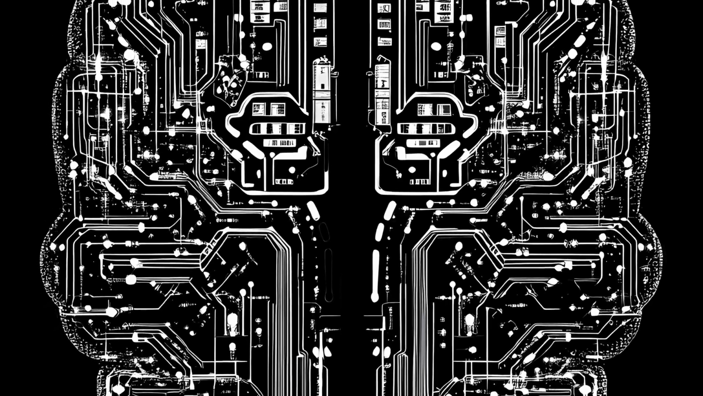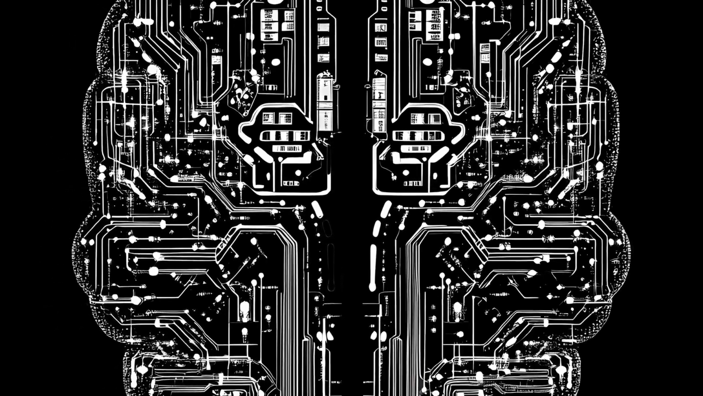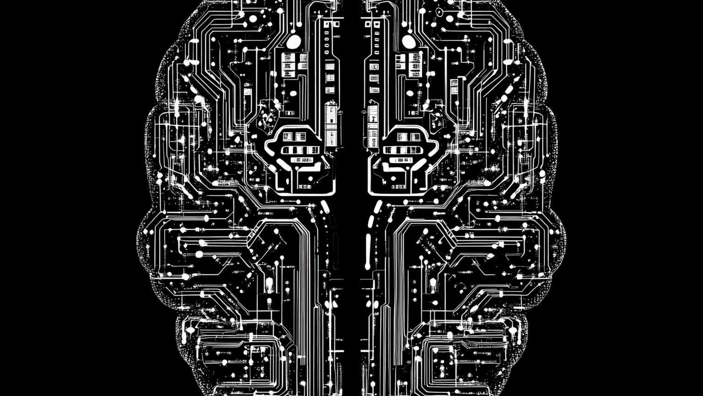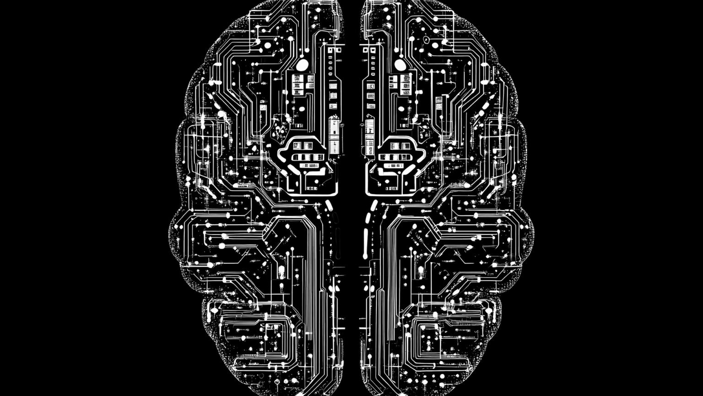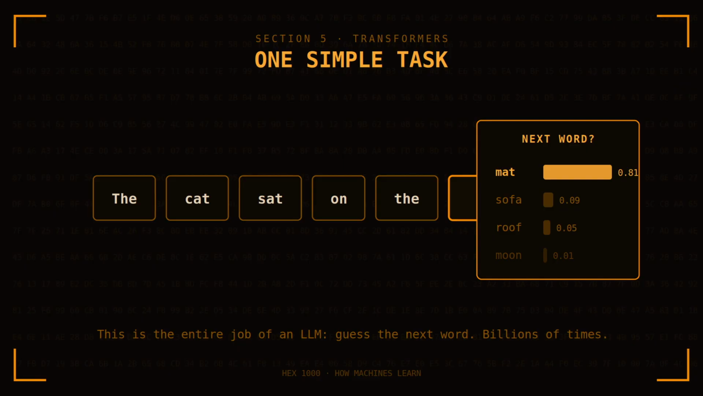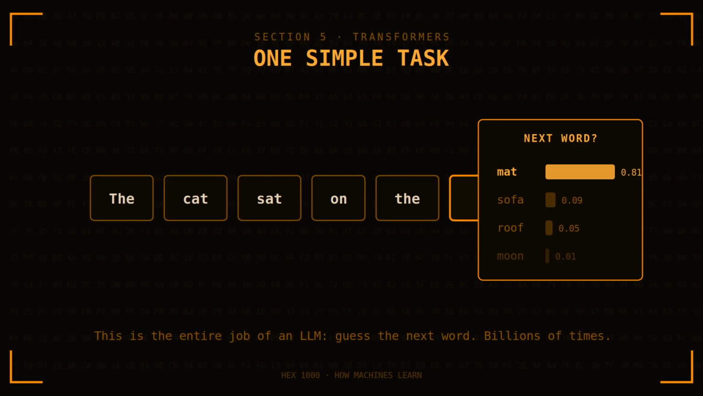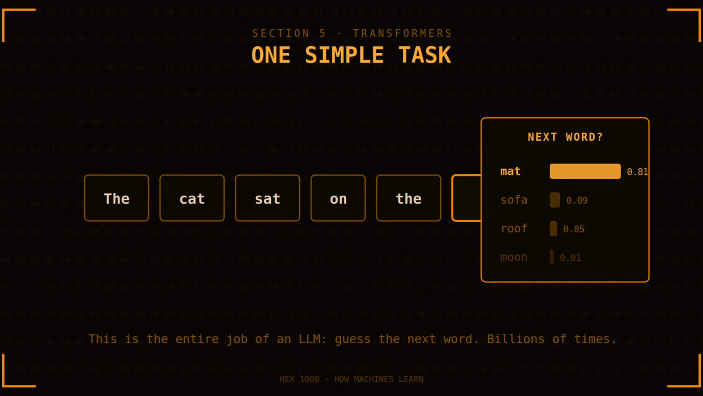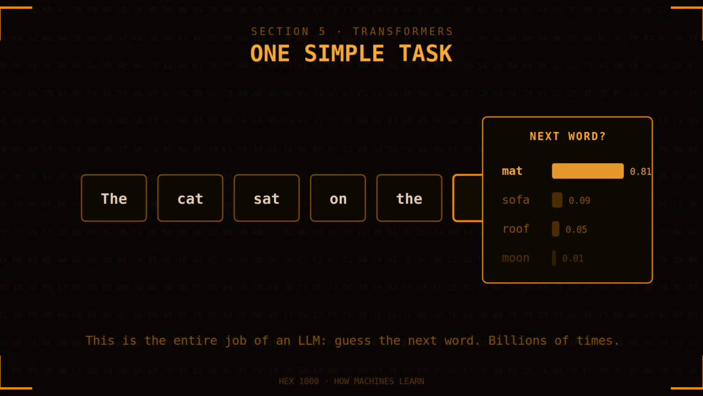So far, we've built up a general picture. A neural network is layers of neurons, and training tunes their weights with a loop until the network gets good at a task. That's the foundation. But there's a problem. The basic neural network we described has no good way to handle sequences, things where the order matters, and where each piece depends on the others. And the most important sequence of all for modern AI is language.